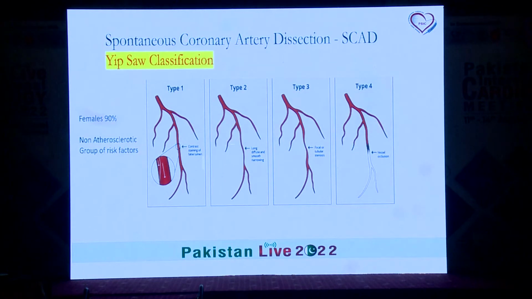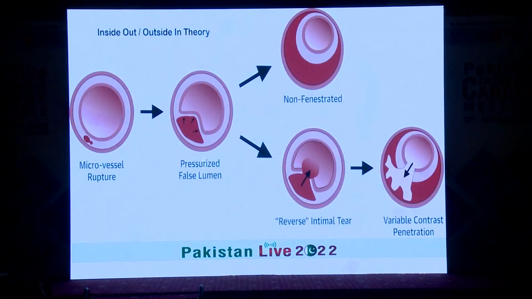When you do an angiography, the classical finding is a smooth, narrow, long segment of the coronary. And that is the classical type 2 that we see. The type 3 is something that we get confused with atherosclerotic etiology. And type 4 also, once there is a total occlusion, is really hard for you to judge unless you do an intravascular imaging in these patients.